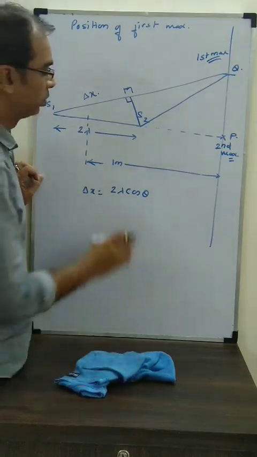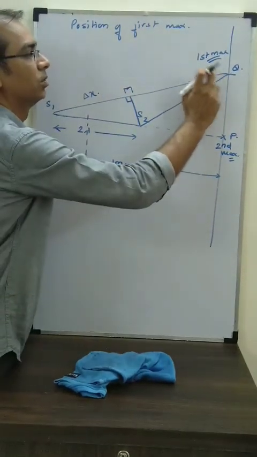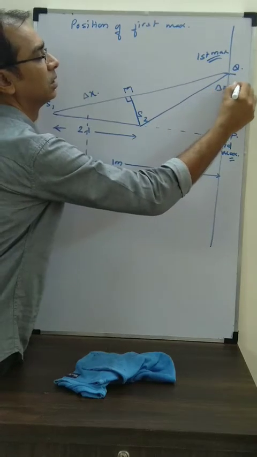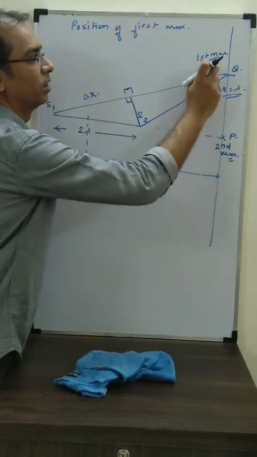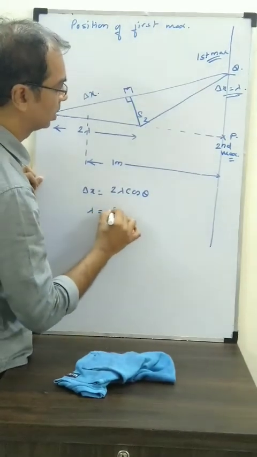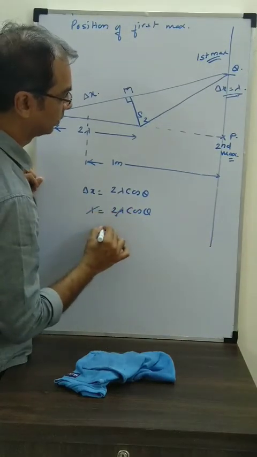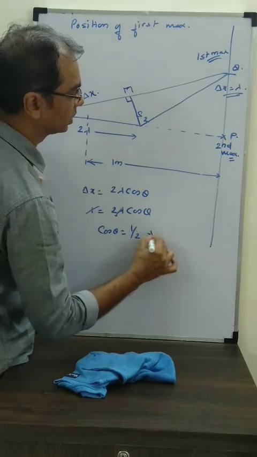Okay? This became 2 lambda cos theta. Now, what are we searching for? First maximum. So for first maximum, what should be the path difference? Lambda. For second maximum, path difference is 2 lambda. For first maximum, path difference is lambda. Let's put lambda over here. So lambda equals 2 lambda cos theta. Lambda gets cancelled. Cos theta is equal to 1 by 2. That means theta equals 60 degrees.